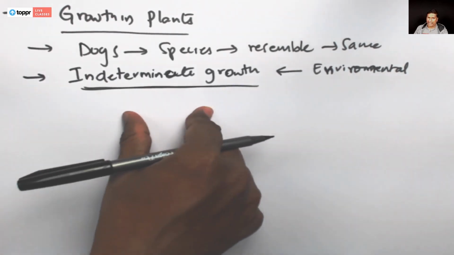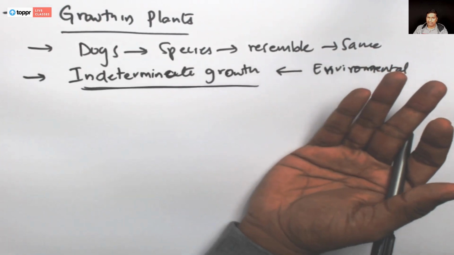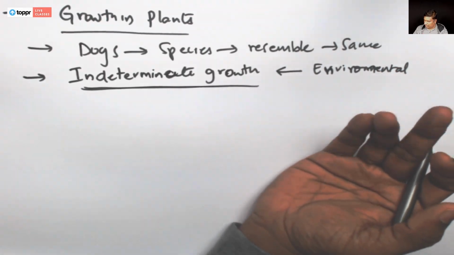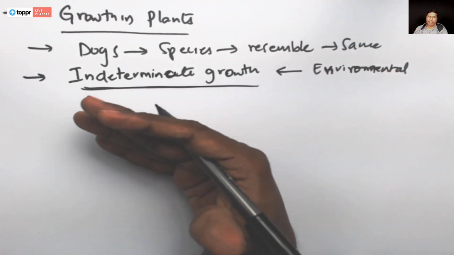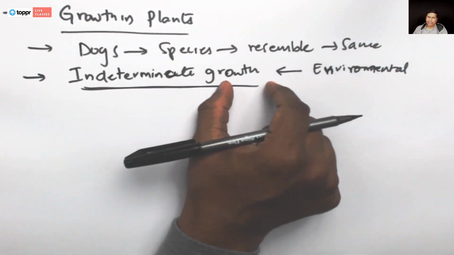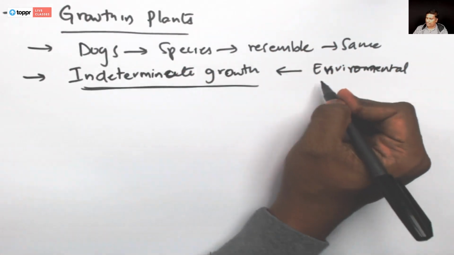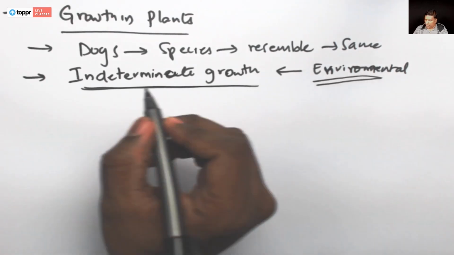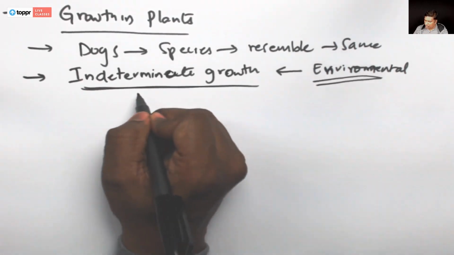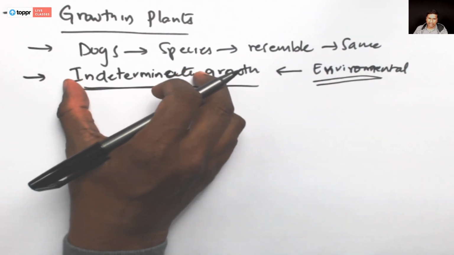When you keep two plants side by side, one in shade and the other with enough sunlight, the one with the sunlight will grow well. Even though they belong to the same species, you have those differences because of the difference in the environmental conditions. So we say plant growth is indeterminate because you can't actually determine how it will turn out.